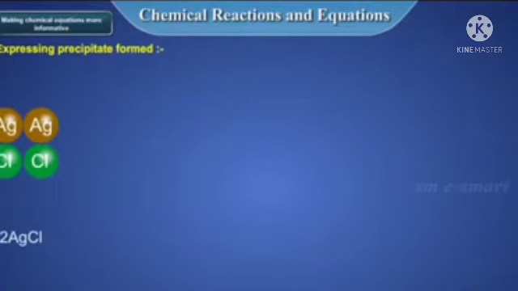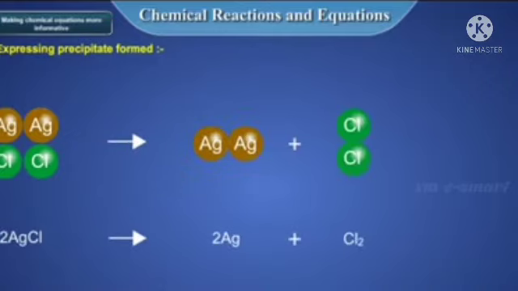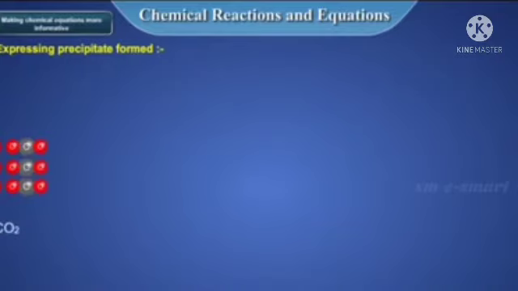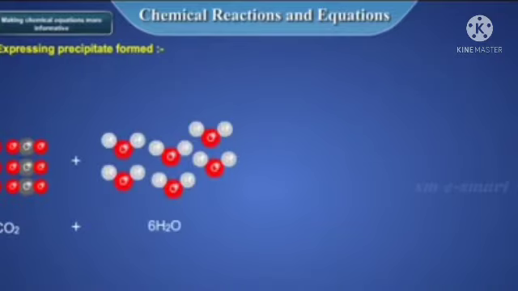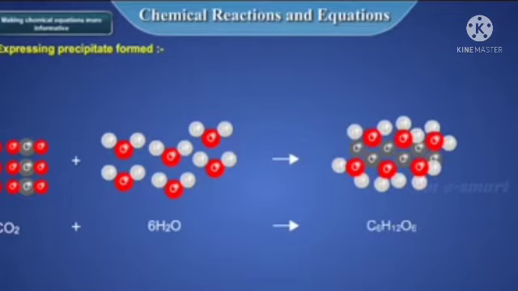2AgCl gives rise to 2Ag plus Cl2. 6CO2 plus 6H2O gives rise to C6H12O6 plus 6O2.